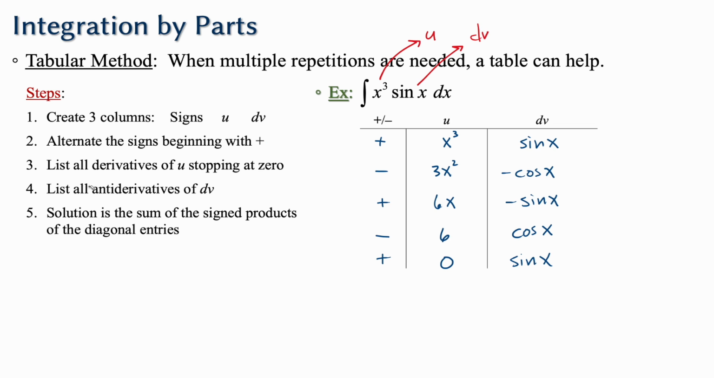Now, once you've filled those out, what you can do is this. Okay, we listed our derivatives stopping at 0. We listed all of our antiderivatives. So the solution is going to be this. We're going to add up all of the signed products of the diagonal entries. Okay, so let me kind of illustrate what this looks like. You're basically going to start here with this sign. So it's going to be positive x cubed times negative cosine x plus negative 3x squared times negative sine of x plus positive 6x times cosine of x plus negative 6 times sine of x.